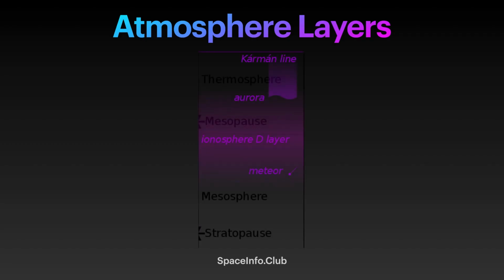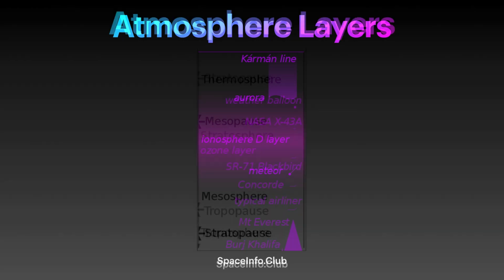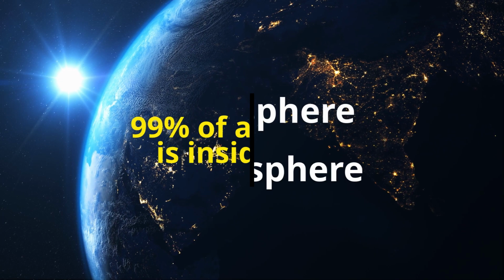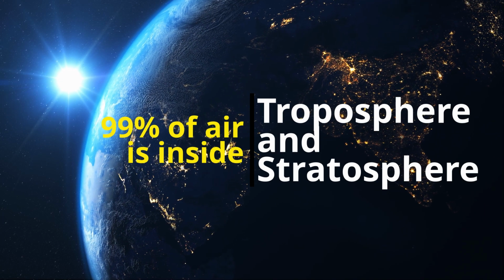In this way, Earth's atmosphere can be divided, called atmospheric stratification, into 5 main layers as follows: exosphere, 700 to 10,000 km; thermosphere, 80 to 700 km; mesosphere, 50 to 80 km; stratosphere, 12 to 50 km; troposphere, 0 to 12 km. A total of 99% of air is in the troposphere and stratosphere.